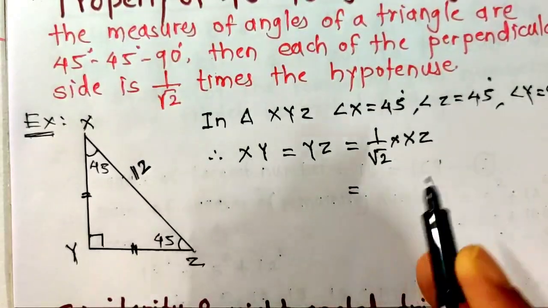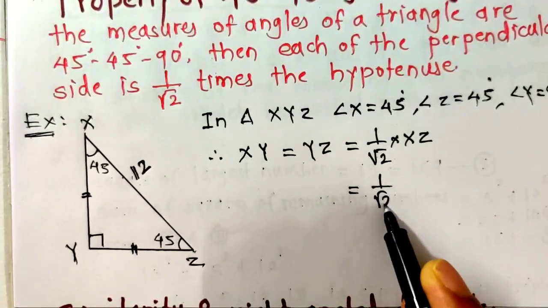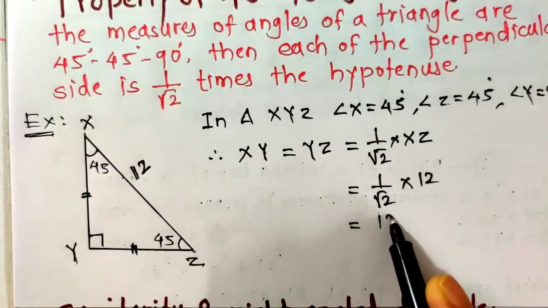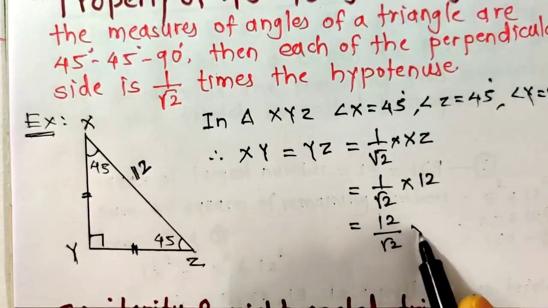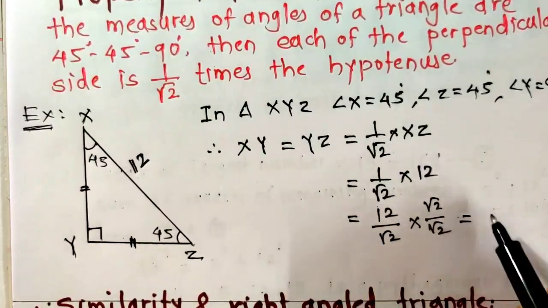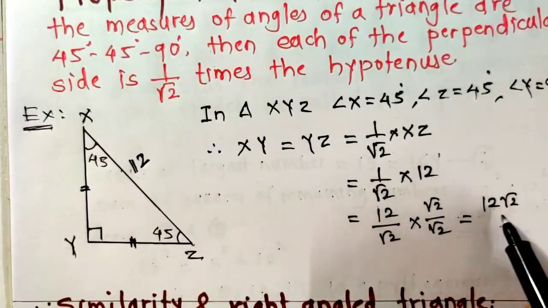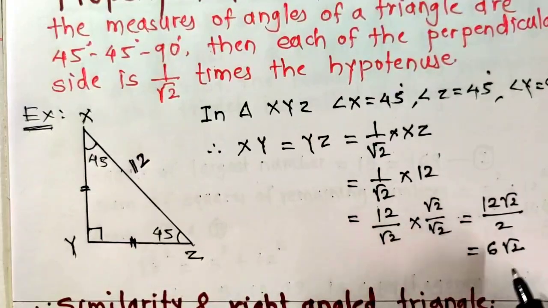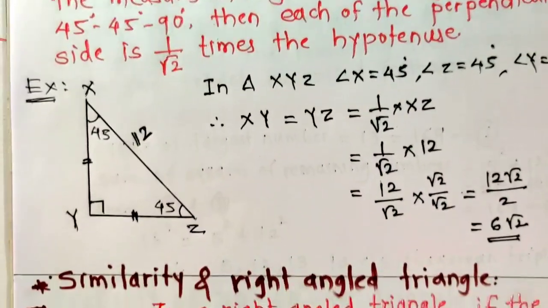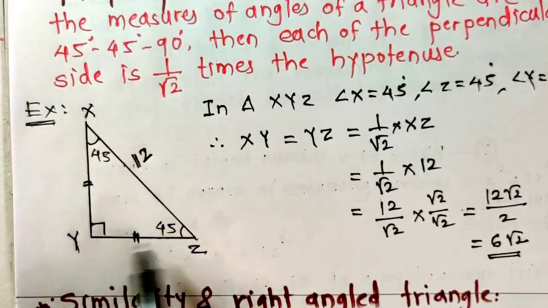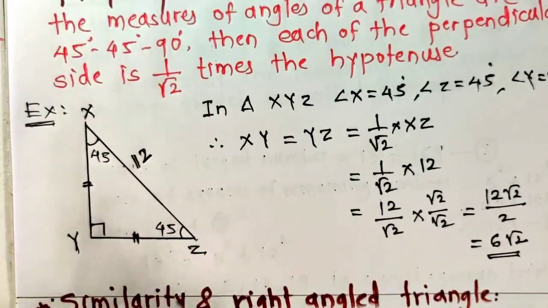Now substitute the value: 1 upon root 2 multiplied by 12. Now rationalize the denominator. 12 divided by root 2, multiplied by root 2 divided by root 2. So we get 12 root 2 divided by 2. So we get 6 root 2 as our answer. So in this way we can find the length of the perpendicular sides if a 45, 45, 90 triangle is given. Here, we use this property in 9th standard.